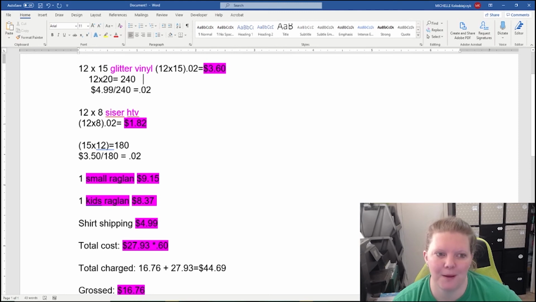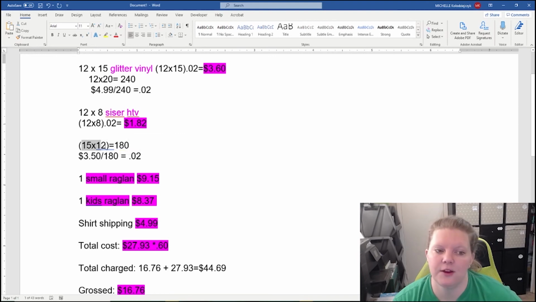And I got that by going to the website and saying, okay, right now it's currently $4.99. I know that the 12 by 20 sheet that it is sold in is 240 square inches. So that divided by $4.99 is 2 pennies. So that's how I got this cost. I'm using a 12 by 15 sheet instead of a 12 by 20. So it's not going to be $4.99. It's going to be $3.60. So that's how I got that price. Over here, we've got the Caesar HGV. It sells currently, as of January 2021, for $3.50.